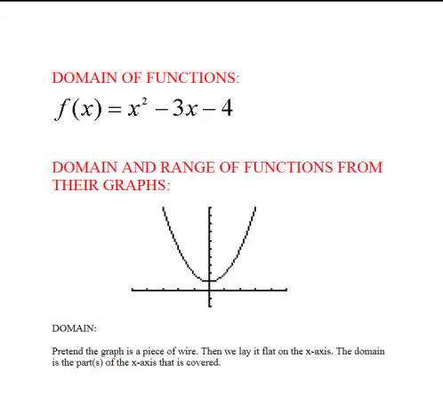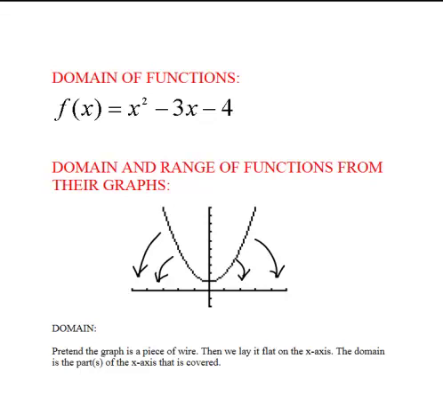Well, looking at this graph, first we'll look at x squared minus 3x minus 4. And that's a parabola. And we lay the graph flat on the x-axis. So you pretend the graph is a piece of wire, not a rubber band or anything stretchy. Just flatten the graph as a piece of wire onto the x-axis. So we push this down to the x-axis. The question we ask is, what part of the x-axis is covered?